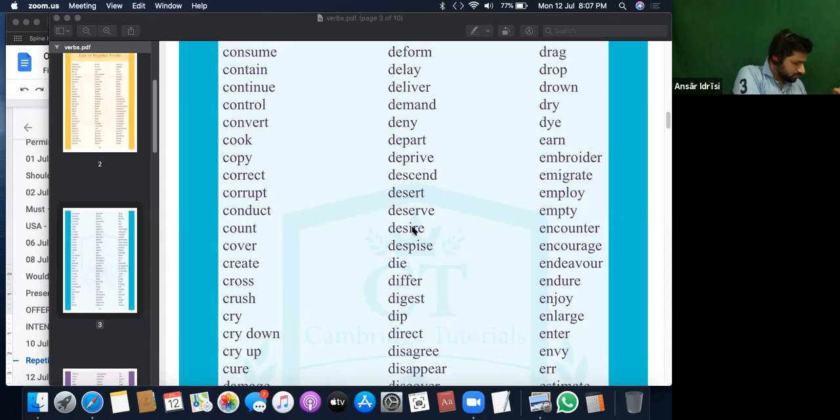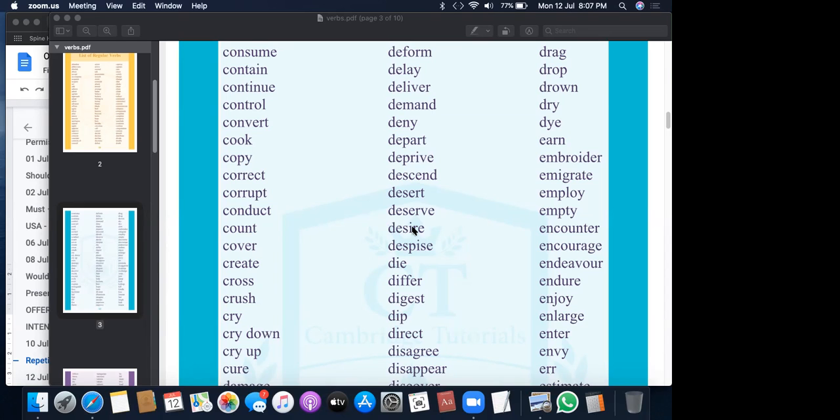Miss Mahek, speak up. Next. You used to control. You used to endure. Did you used to control? Did you used to endure? You didn't used to control. You didn't used to endure.